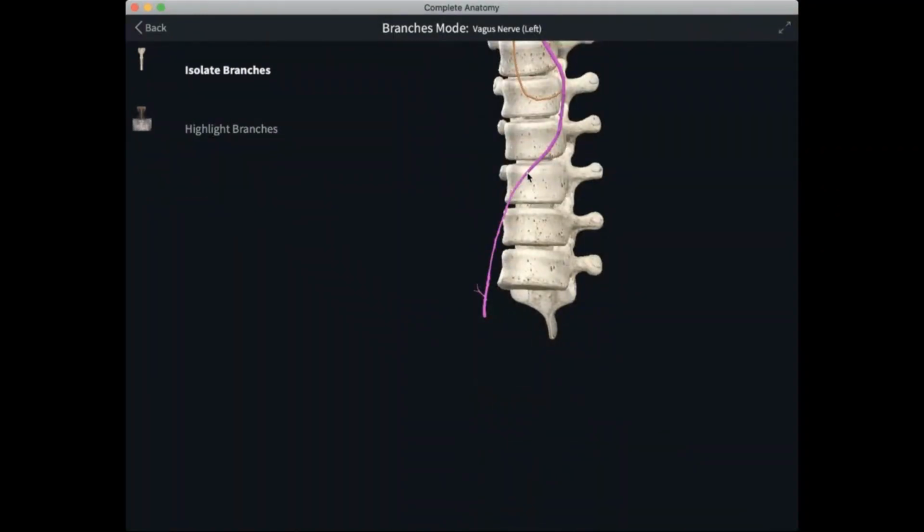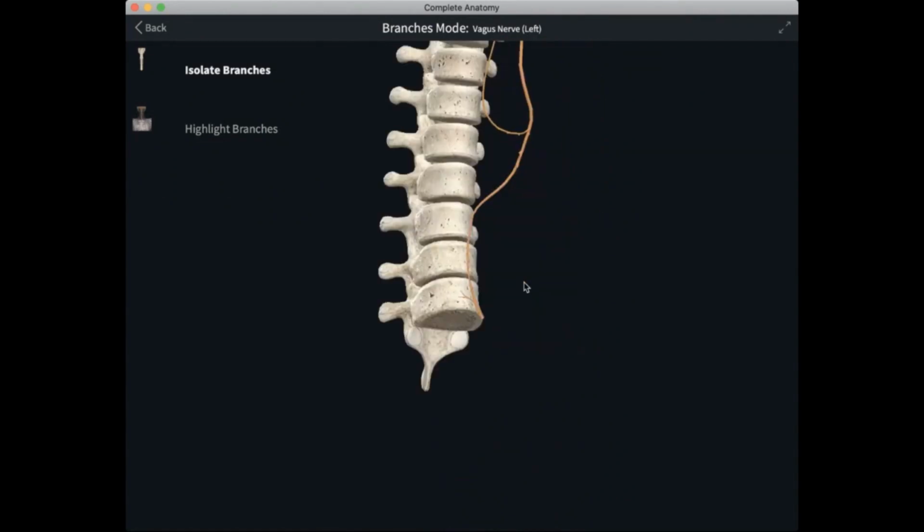Then it is coming to the mediastinum. It is passing all the way down to the mediastinum, and it is supplying and forming the different plexus. For example, the parasympathetic nerve that is supplying the digestive tract.